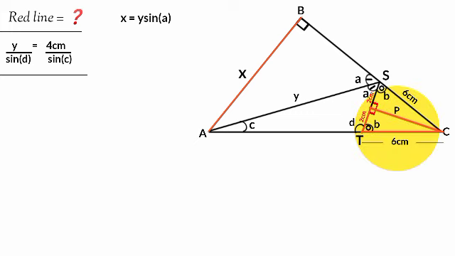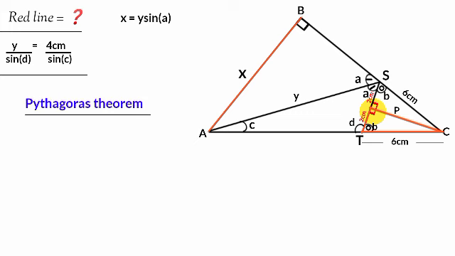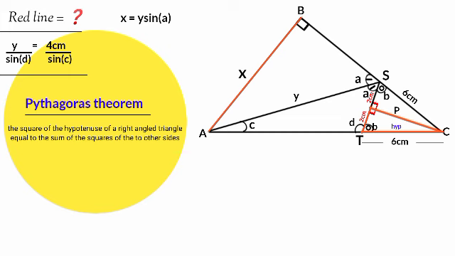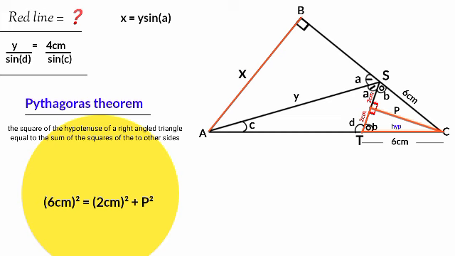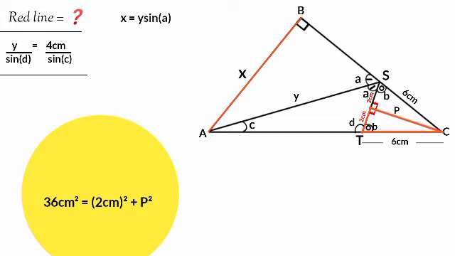From this triangle, because of this angle here, it is a right angle triangle. So we can use the Pythagoras theorem. The Pythagoras theorem states that the square of the length of the hypotenuse of a right angle triangle is equal to the sum of the squares of the length of the two other sides. So using the Pythagoras theorem on the triangle, 6 centimeters all squared equal to 2 centimeters all squared plus p squared. 6 centimeters all squared is 36 centimeters squared, and 2 centimeters all squared is 4 square centimeters. So 36 centimeters squared equal to 4 centimeters squared plus p squared.